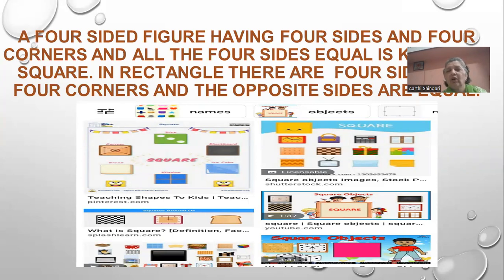In the square, all are equal, but in the rectangle, two opposite sides are equal, means there are two lengths and there are two breadths. In the figures also you can see in the video here, you can see the various examples of squares and rectangles.